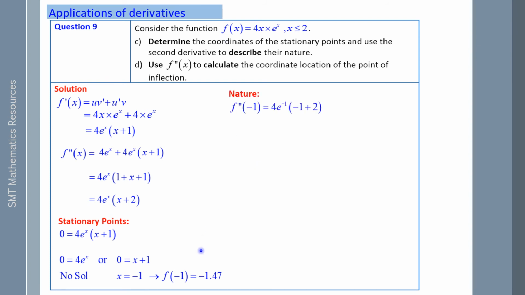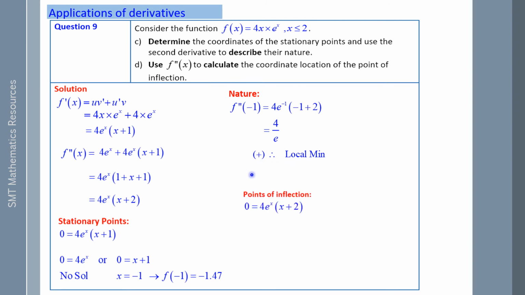The nature is subbing in negative 1 to the second derivative, which I've done here. I've subbed in negative 1. Now 2 plus negative 1 is 1, and I'm going to write this as 4 over e, because writing that for the positive indice. Now 4 over e is a positive number, therefore it's a local min.